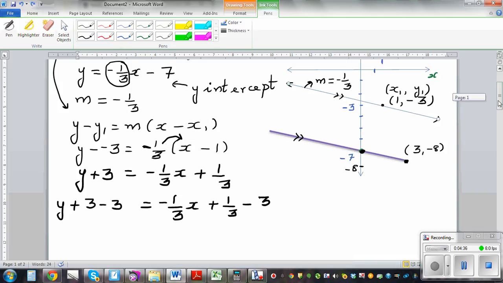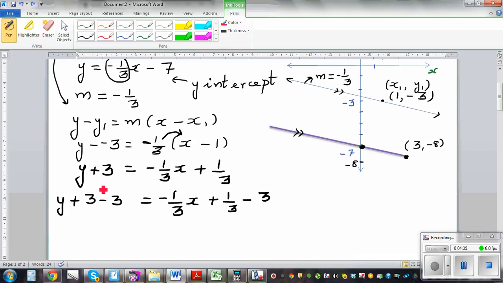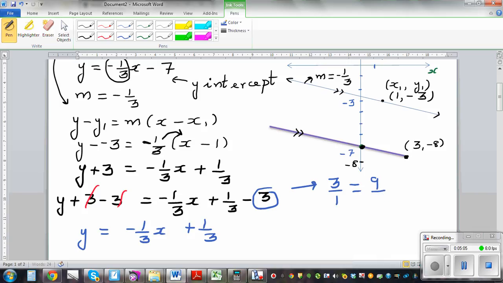Let me write 3. To write the exact answer, the plus 3 and minus 3 get cancelled. So the almost final answer is minus 1 over 3 x plus 1 over 3, minus 3. Now this 3 can be written as 3 over 1, and 3 over 1 is the same as writing 9 over 3, because when you have a fraction and a whole number, to add them, I'm going to write this as minus 9 over 3.